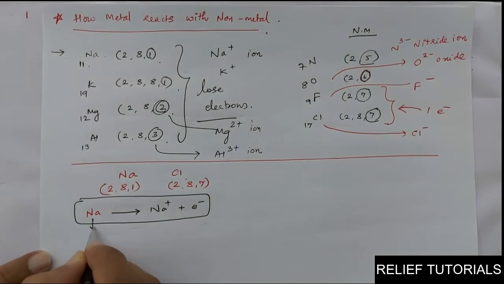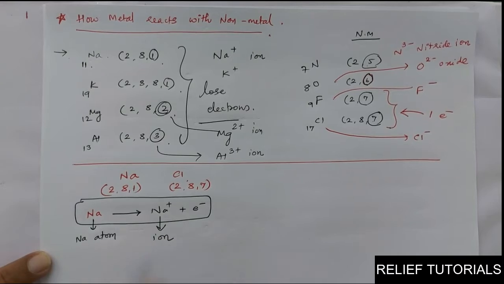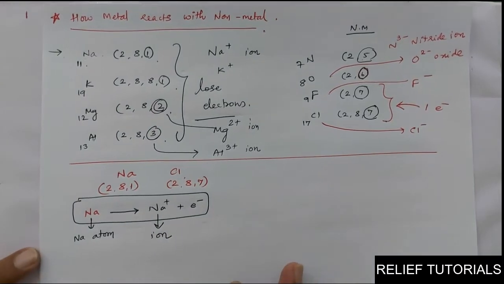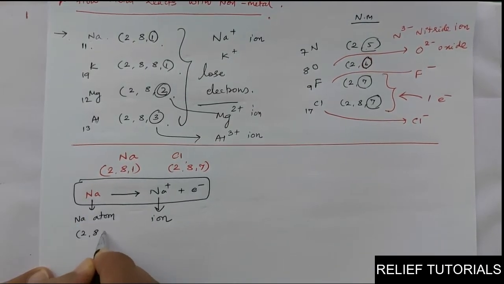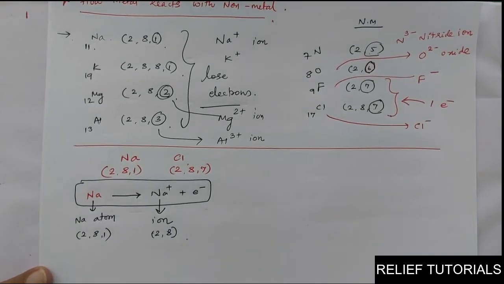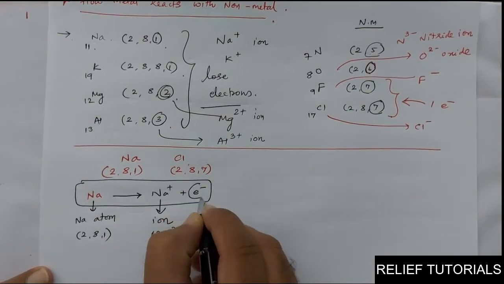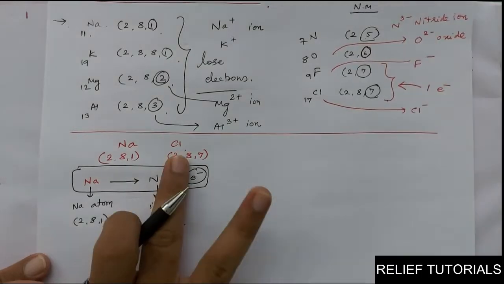So what was this? This was sodium atom. And what is this now? This is sodium ion. So what is the difference in their characteristics? Vast difference. What is the electronic configuration of sodium? It was 2,8,1. And what is the configuration here now? It is 2,8 because one electron is lost. But this lost electron is gained by whom? Who is gaining this one electron? So this electron is actually gained by this chlorine.